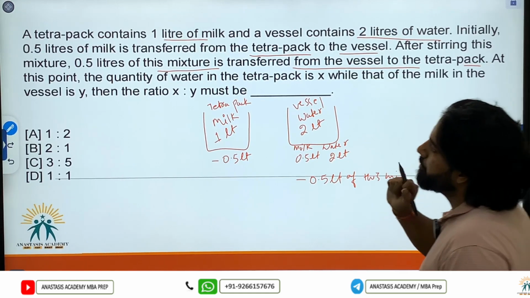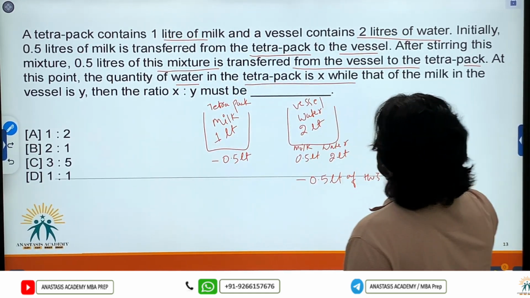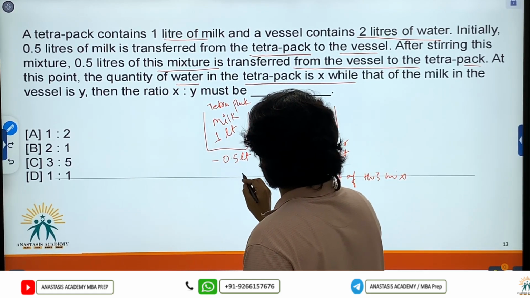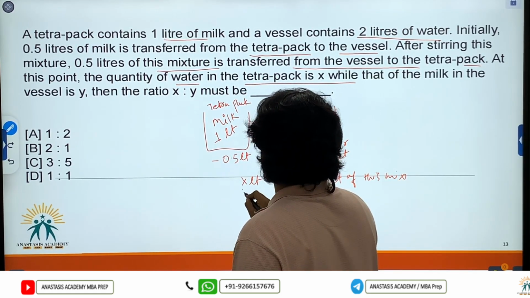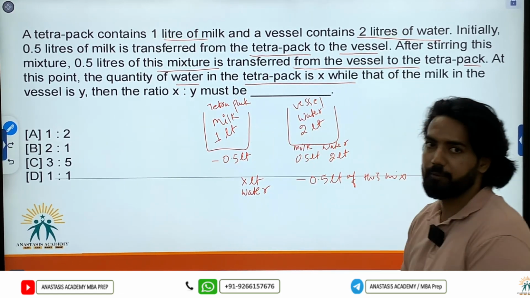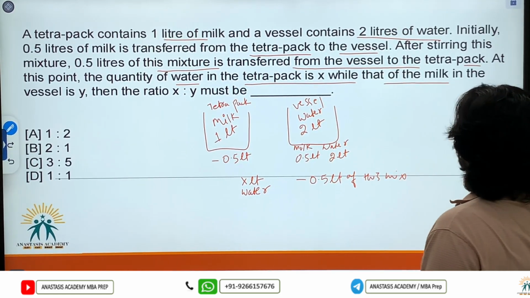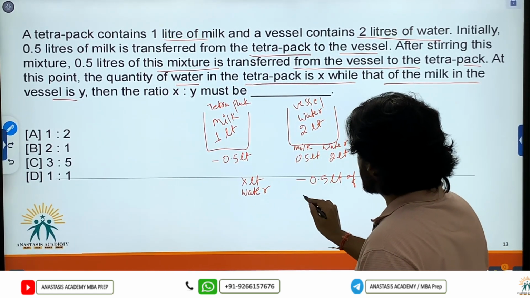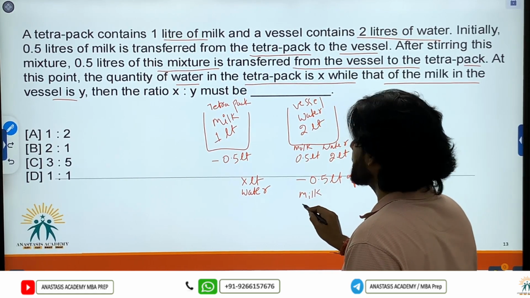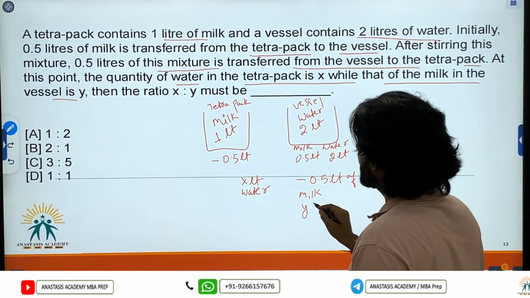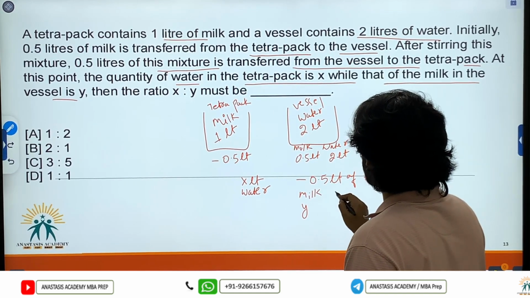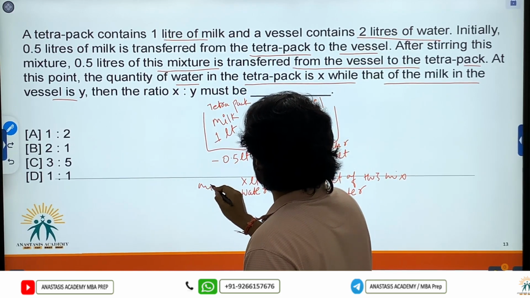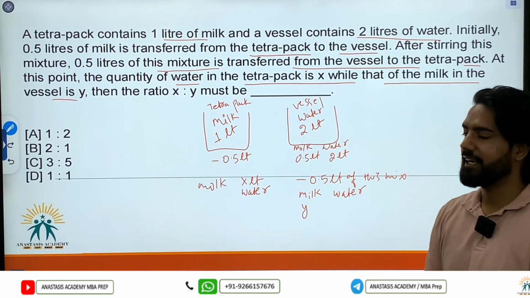Now at this point the quantity of water in the Tetra Pak is X, right? So here after this step it becomes X liters water. While that of milk in the vessel is Y. And after this step, here milk becomes Y liters, right? Y units, whatever it is, and there would be some amount of water, and there would be some amount of milk there, right?